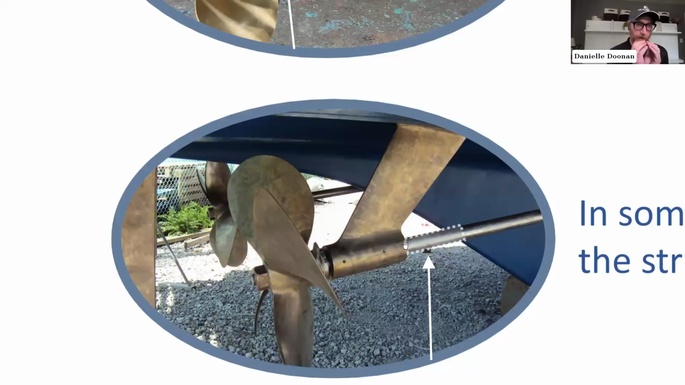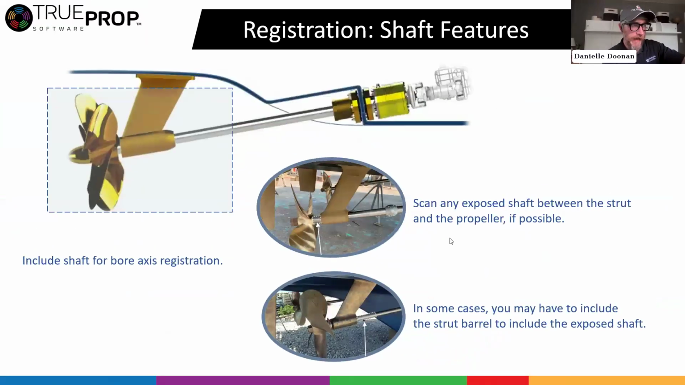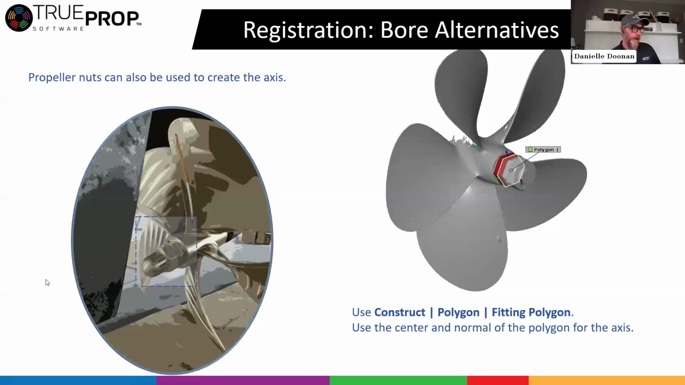I'm talking about the barrel of the strut. So ideally you use the shaft. We know the shaft is a perfect cylinder. The propeller is riding on the shaft, not on the outside of the strut barrel. So yeah, you may have to spend a little more time putting markers on this strut in order to go up here and capture enough of the shaft that you can properly orient your data after. Just a few more slides, and we'll get through here.